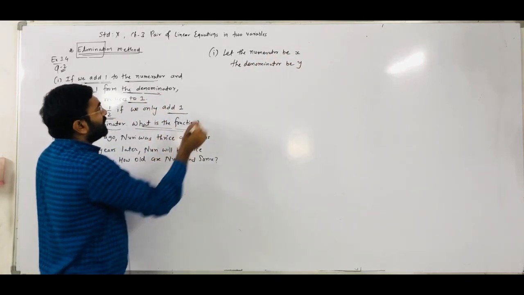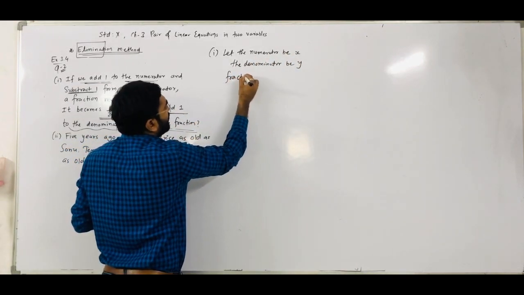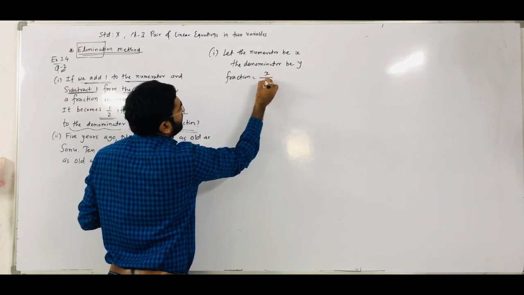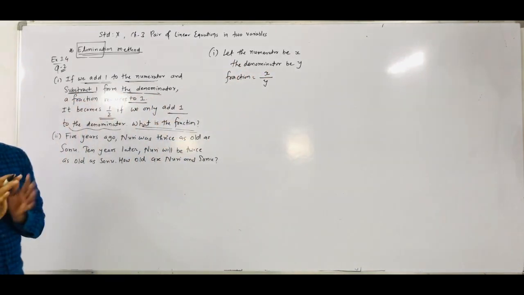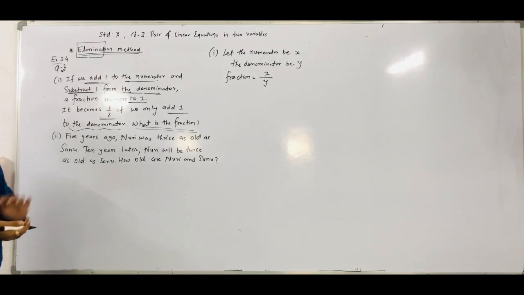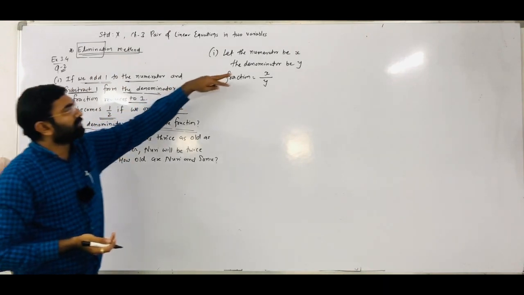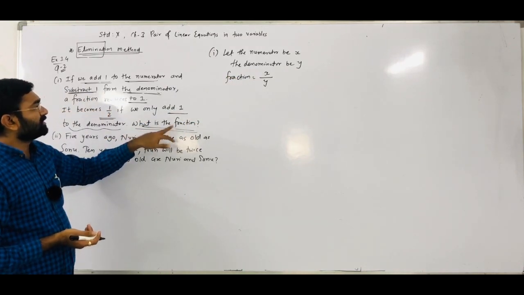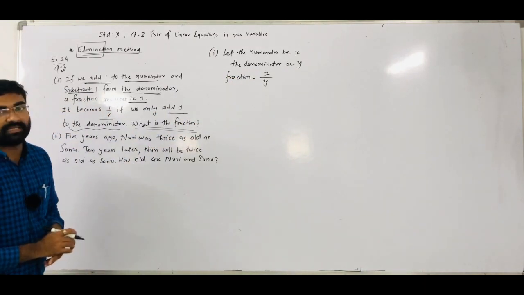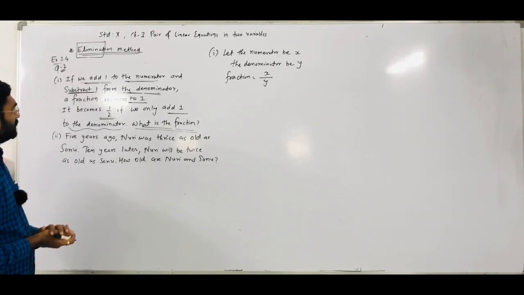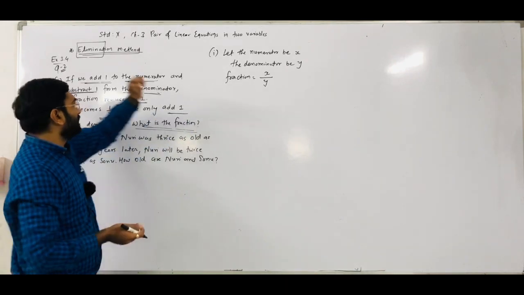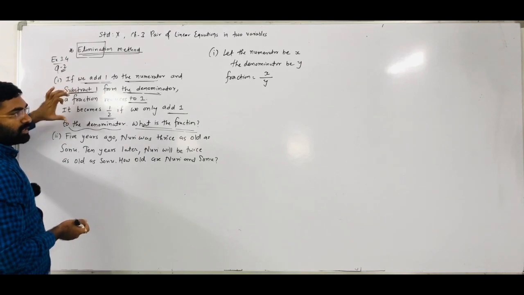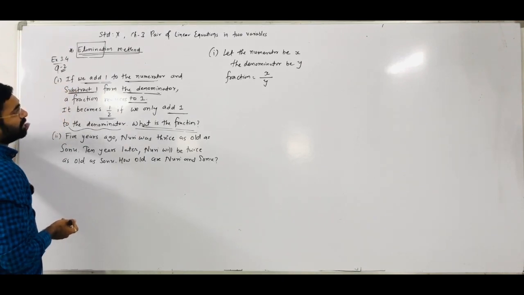So what is our fraction? If we assume the numerator is x and the denominator is y, then based on our assumption, x by y is our fraction. So we have to find out the x and y values. The solution, or the fraction's value, is whatever x and y values we get. This is our fraction. For finding the fraction, they give the two statements. Using those two statements we have to make a linear pair of equations.